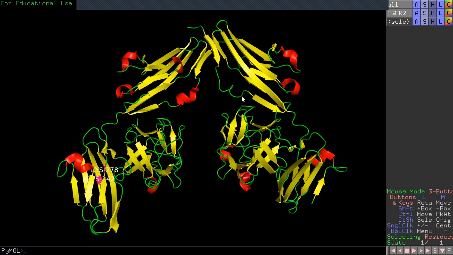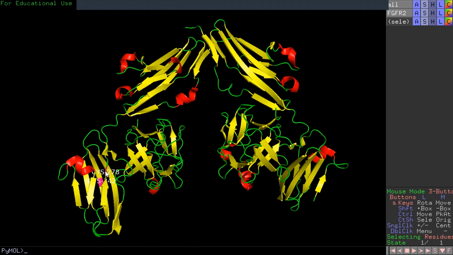And again, we're only going to be looking at your immunoglobulin-like domains. So again, your immunoglobulin-like domain 1 is over here, IG2 is over here, and IG3 is over here. The variant that we're looking at is your cysteine 278F. And I've sort of got that highlighted over here, but let's look at the structures first.